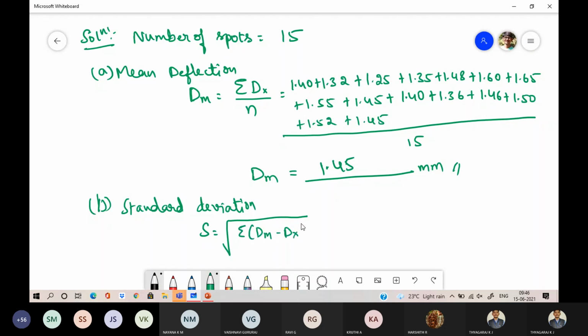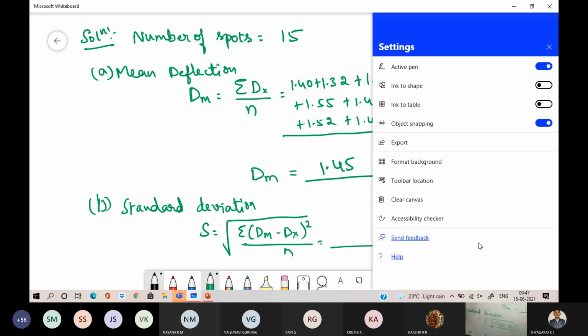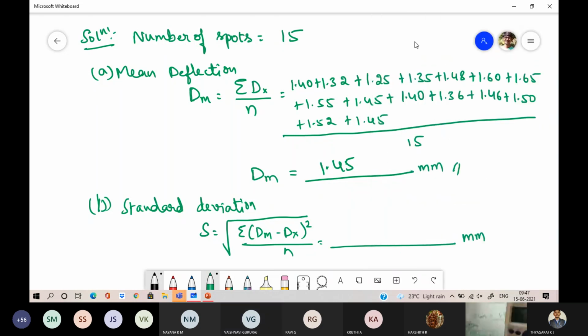dm minus dx whole square divided by n. For this, I'm going to show in the calculator how to solve this problem. Everyone kindly look here. Is the calculator visible? Kindly check it. Is my video visible?